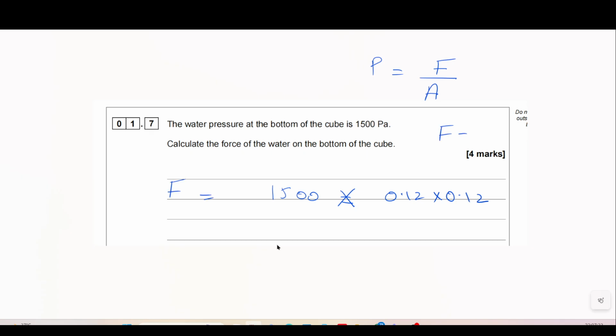0.12 times 0.12 equals 0.0144. So 1,500 times 0.12 squared. That is 21.6 newtons. Yes, exactly. Okay, great.